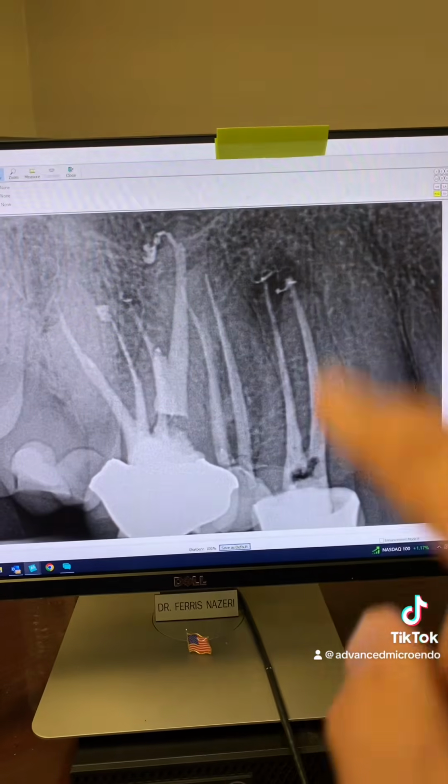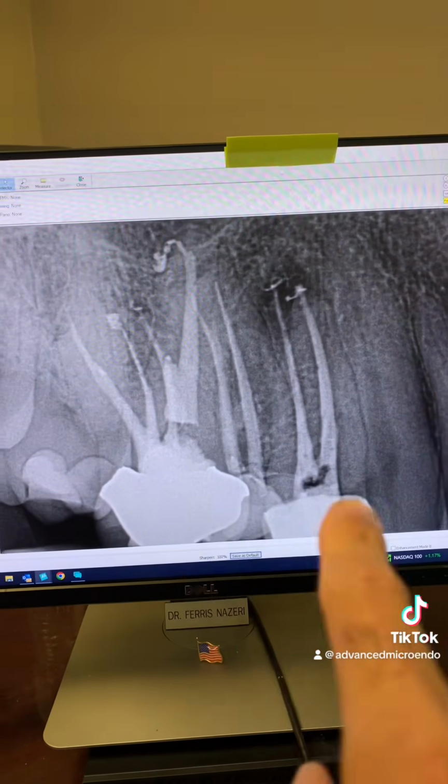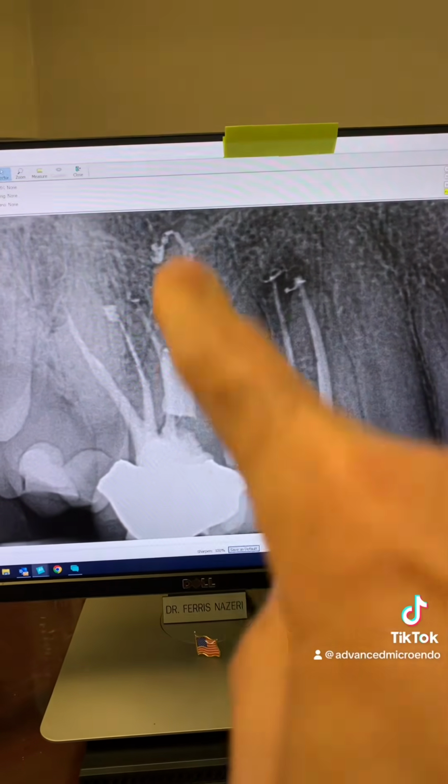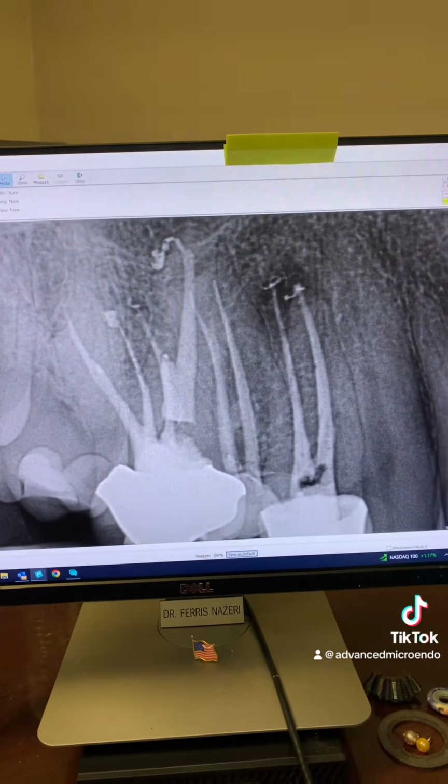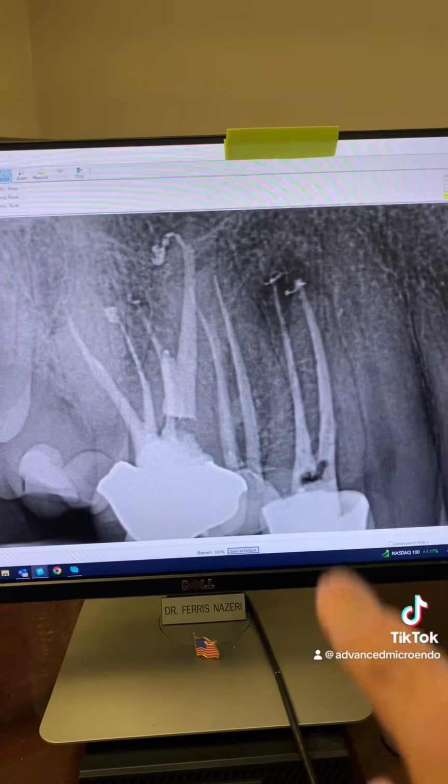And again, we redid these root canals in 1 appointment. So this number 3, I redid the root canal 2 years ago in 1 appointment, and this we redid in 1 appointment.